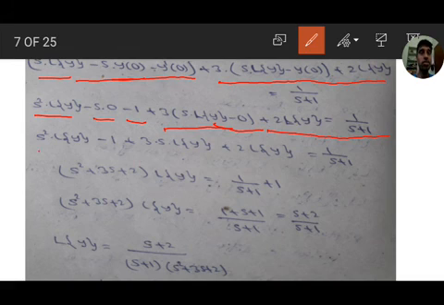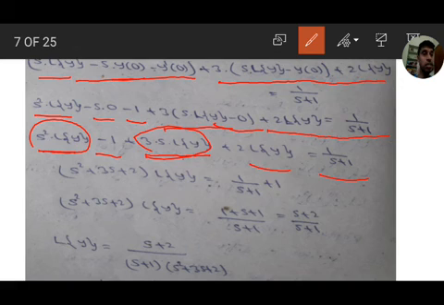That is s square L of y, s into 0, 0 minus 1 as it is, plus 3 into s into L of y minus 3 into 0, 0 plus 2 into L of y equal to 1 by s plus 1. Next, this is the L of y term, this is the L of y term, this is the L of y term. So L of y is common, we get s square plus 3s plus 2 equal to 1 by s plus 1.